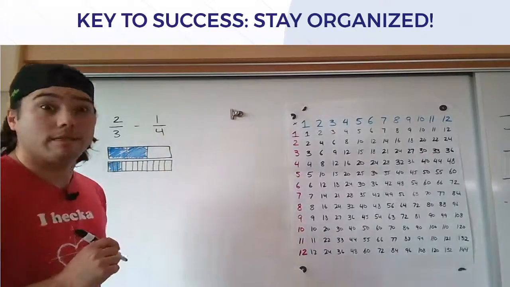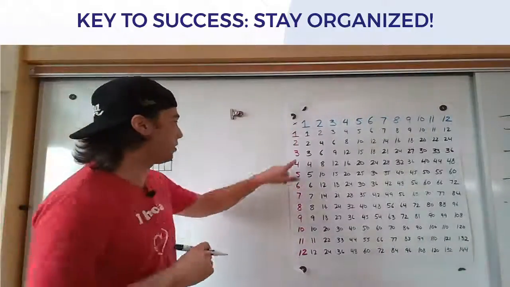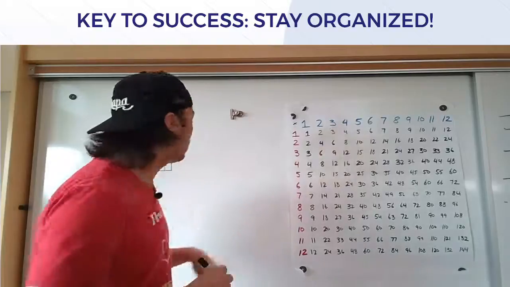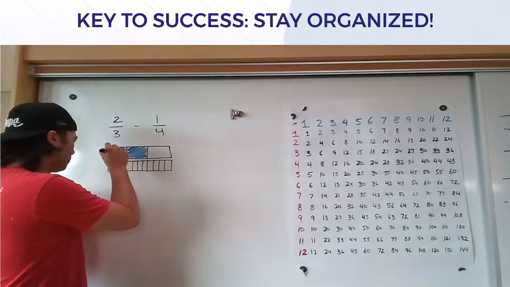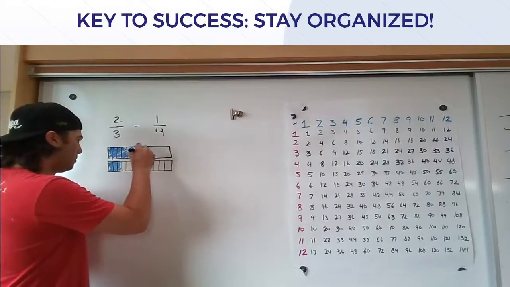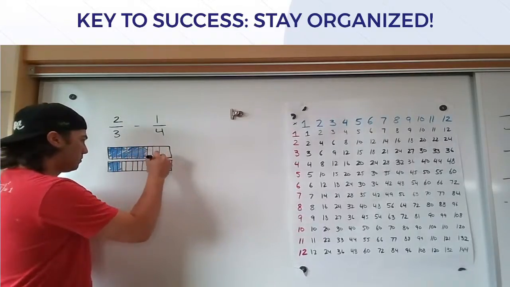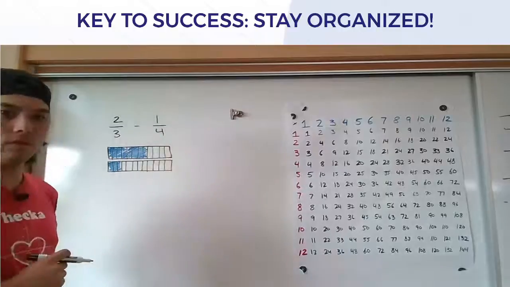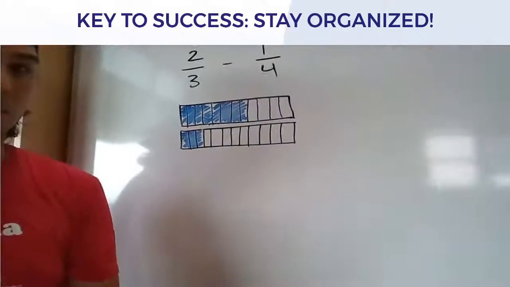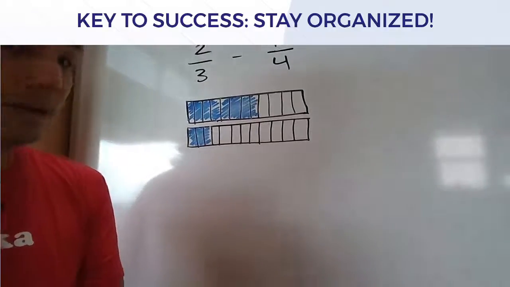4 times 3. So we're going to take our fourths and cut each fourth into 3 pieces. Okay? Then we'll take our thirds. Where does 12 show up? We're going to cut that into 4. We're going to cut each one into fourths. And lo and behold, if we zoom in here, now our pieces are the same size.